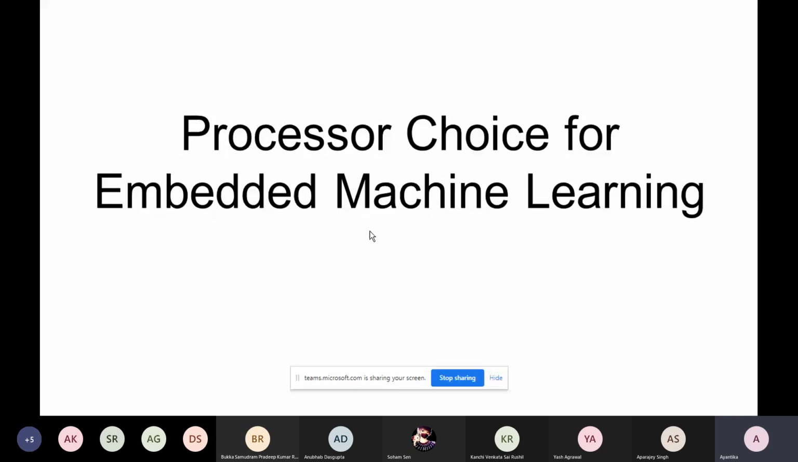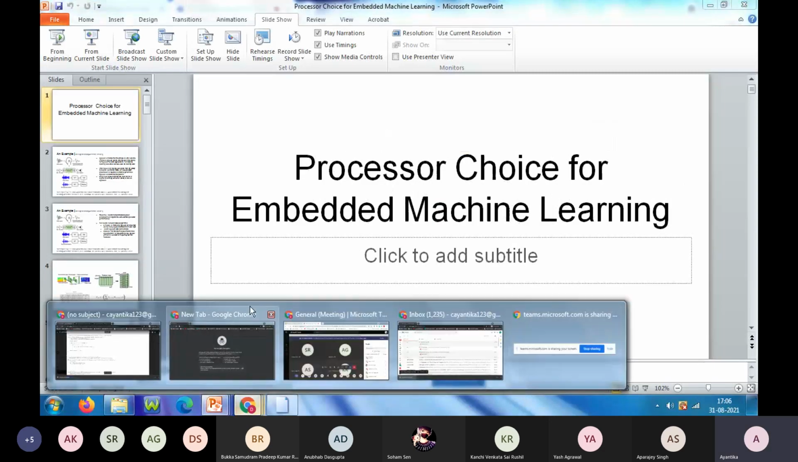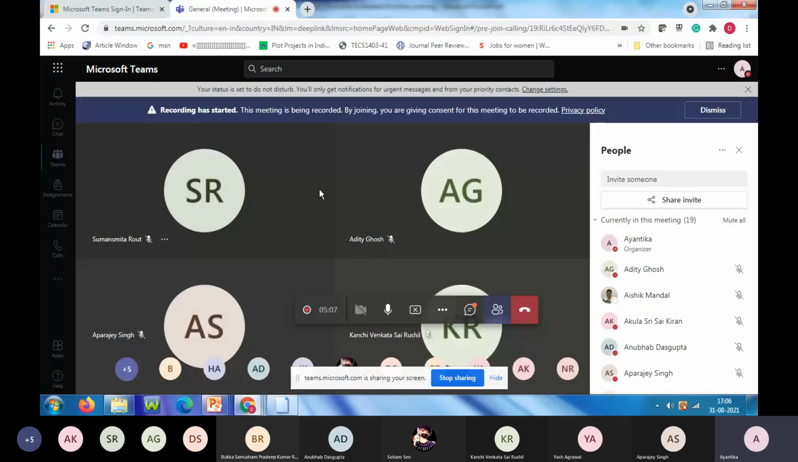So I have shared a link with all of you based on some basics on embedded system and embedded processor. Have you gone through the link? Yes, no? Is there anybody who has not gone through the link? Ma'am, when did you share it? In the chat I have shared.